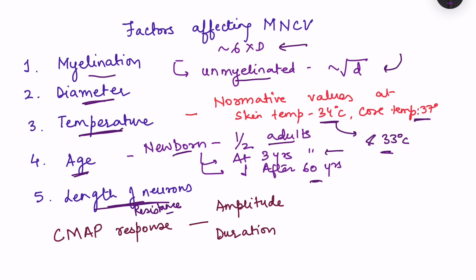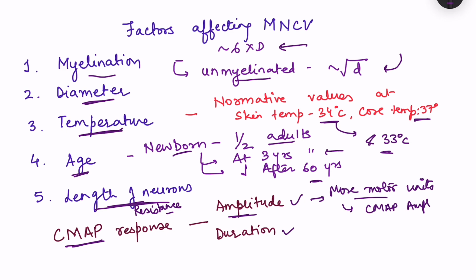Now, when we are recording motor nerve conduction velocity, we also have to note the characteristics of the compound motor unit action potential response. We have to look for its amplitude and its duration. So, what are the factors which affect the amplitude of the CMAP response? CMAP is what? We said that it is a combination of motor unit action potentials. So, more motor units activated, say suppose the whole muscle is activated, that's what we are doing in motor nerve conduction velocity, then the CMAP response is more, amplitude is more.